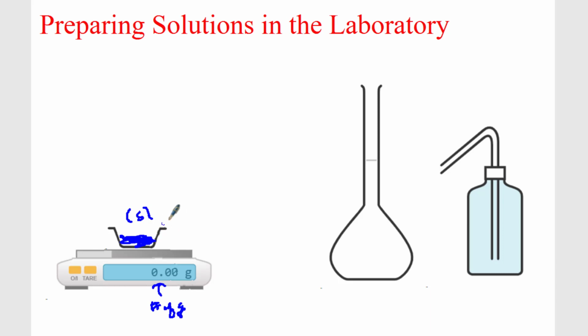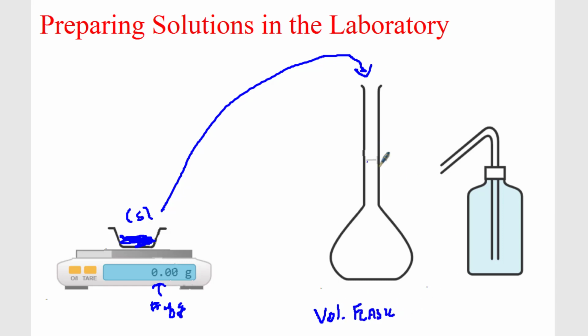Then we're going to take these grams and put them in what's called a volumetric flask. A volumetric flask has one job in life, and that's to measure one volume. So let's say we're using a 100.00 milliliter volumetric flask. This does not measure 50 mils. It doesn't measure 25 mils. It measures one volume very, very precisely, which is 100.00 milliliters.